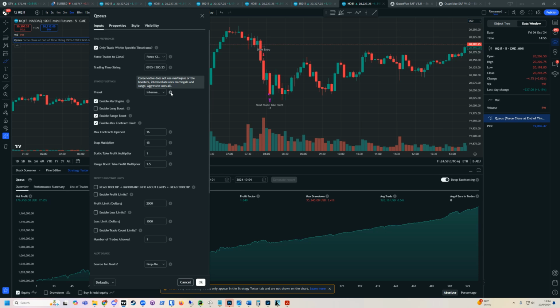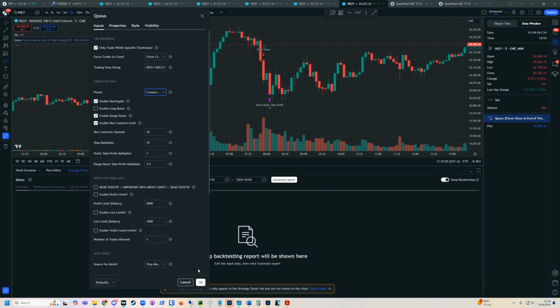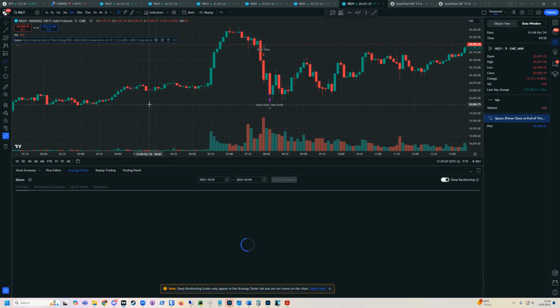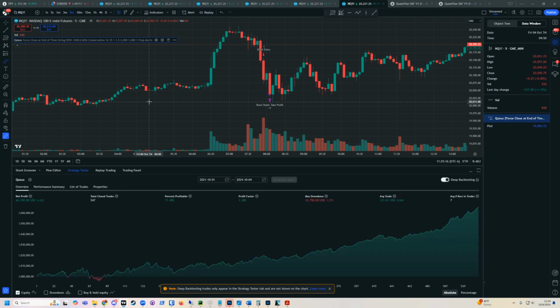What I designed this for was just to make this thing user-friendly, honestly. So if you put this to conservative, this does exactly the same thing as the old QChronos set and forget settings that I came up with months ago. It is the exact same, and there it is right there. Okay, and you can see the difference here that the martingale and range boost adds. It's 100,000 extra in profit. Of course, drawdown's going to go up, but that's right here.